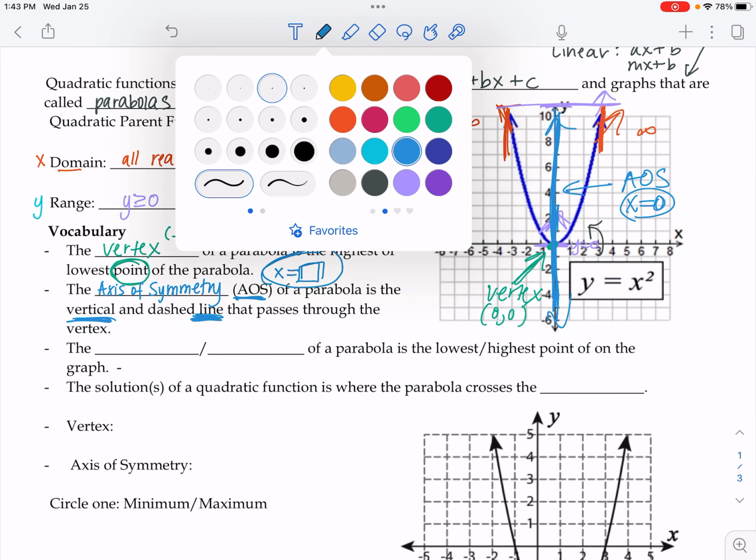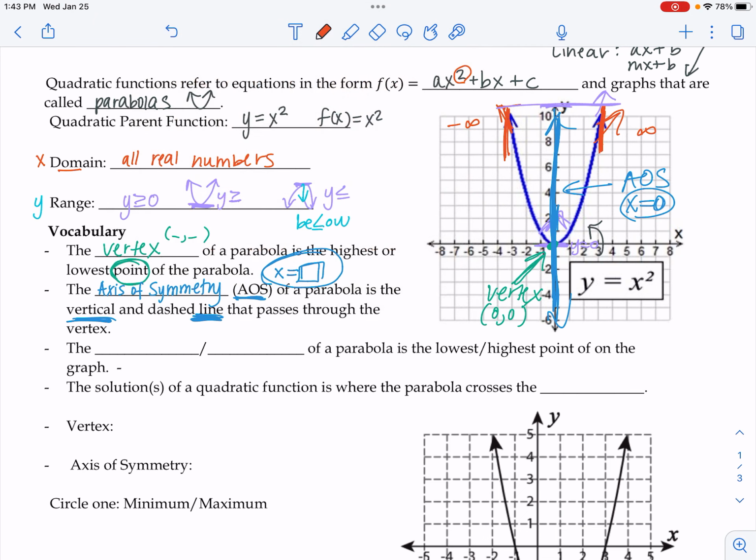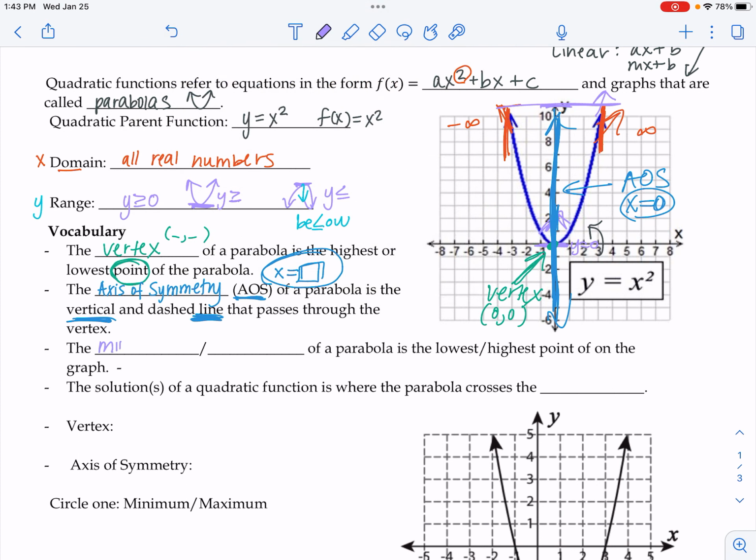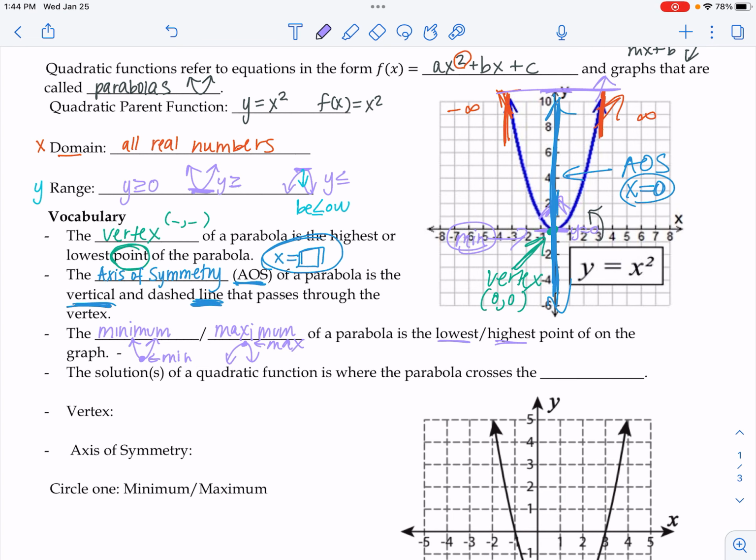Next we have the minimum or maximum, which is either the lowest or highest point. So in the case of a parabola, like our parent function, we have a minimum. If the parabola is upside down, we have a maximum. And so our minimum is right here at the vertex. Sometimes your vertex is the maximum, sometimes it's the minimum.